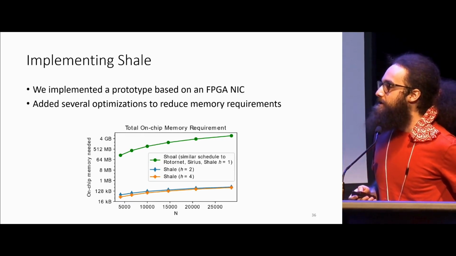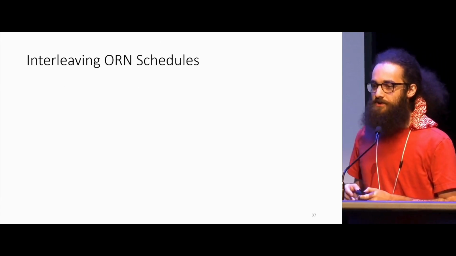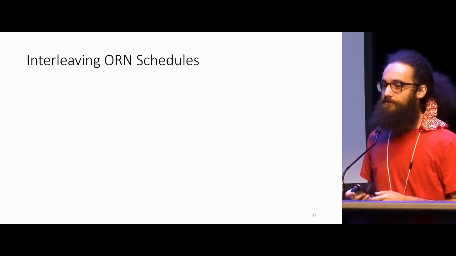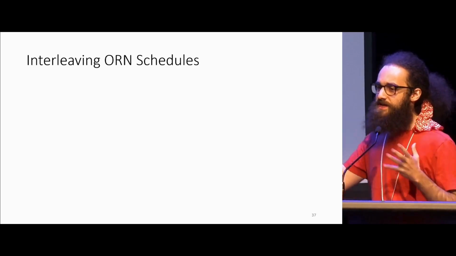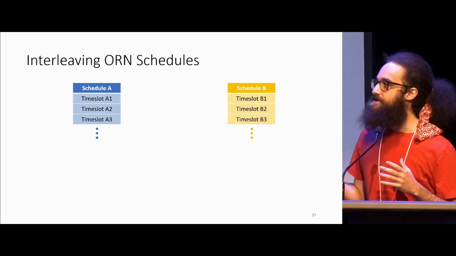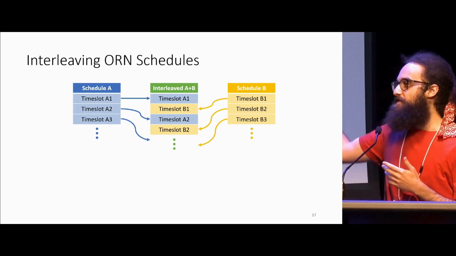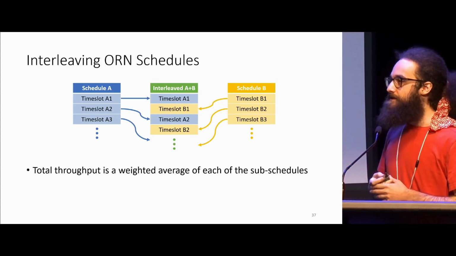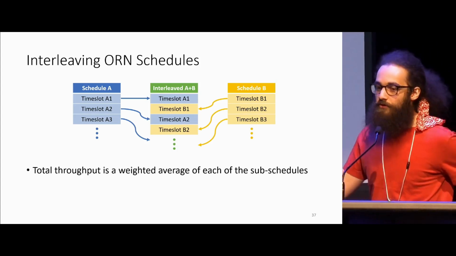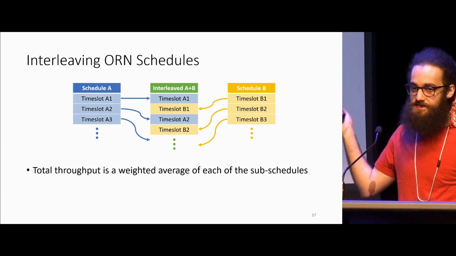And finally, I want to talk about something really cool that Shale lets you do, which is, for the first time, we have multiple schedules available for ORNs. You can imagine combining multiple schedules into a single overall schedule by literally interleaving the time slots. In this case, we've given half of the time slots to each subschedule, but you don't have to do exactly that. When you do this, the overall throughput is going to be a weighted average of the throughput that each of these subschedules can support.